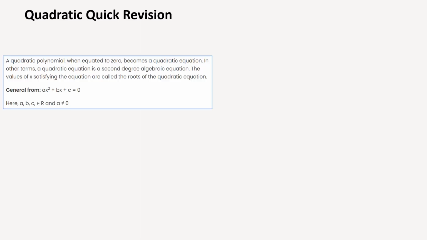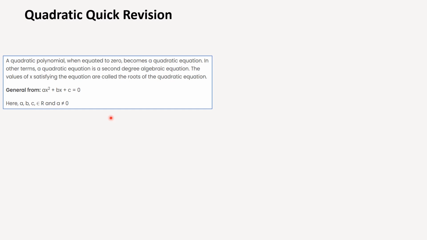So first thing is that the general form of a quadratic is ax square plus bx plus c equal to 0. Always remember this general form, where a, b, c are constants which belong to R and a is not equal to 0, because if a becomes 0, the x square term becomes 0. It means that we cannot call it a quadratic equation anymore. And every quadratic equation has exactly two roots, right?